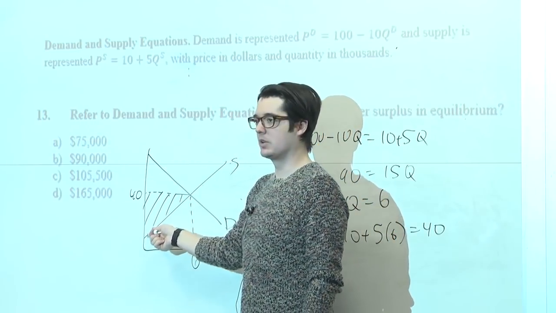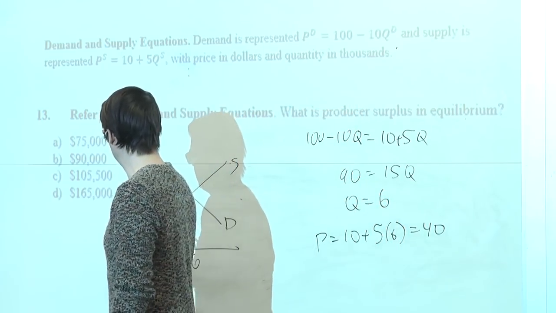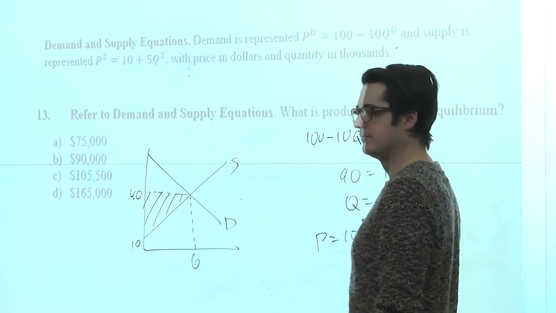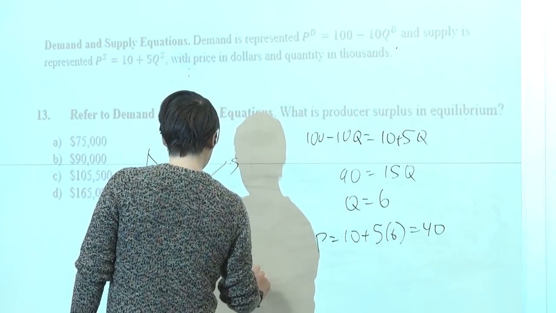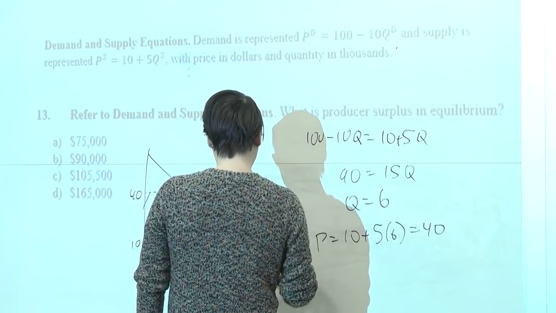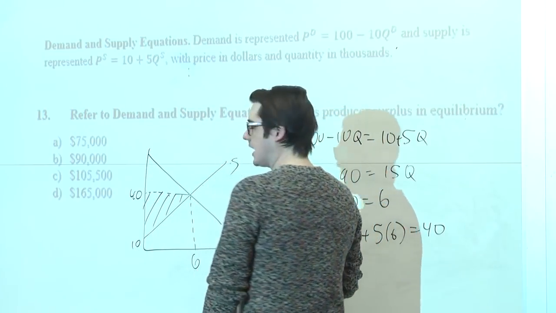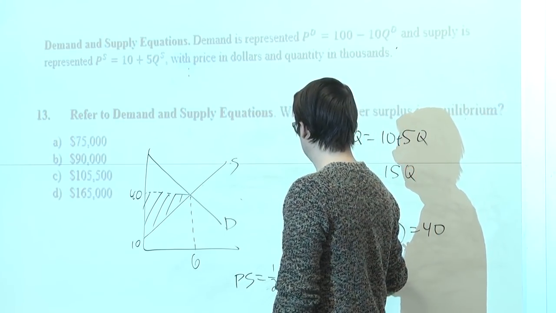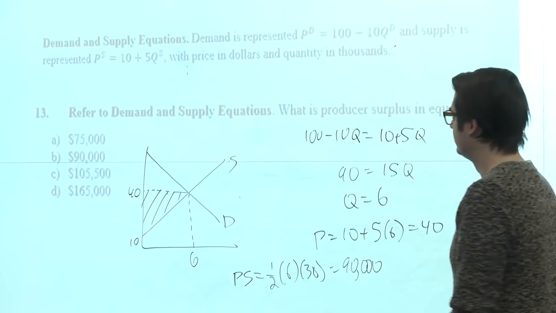Okay, what is the intercept here? Where does the supply curve hit? At 10. Good. All right, so how do we get the area of that triangle? 30 times 6 divided by 2. Yep, very good. So our producer surplus is going to be the base of this, which is 6, times the height of it, times 30. And then it's a triangle, so multiplied by a half. Which will be 90.